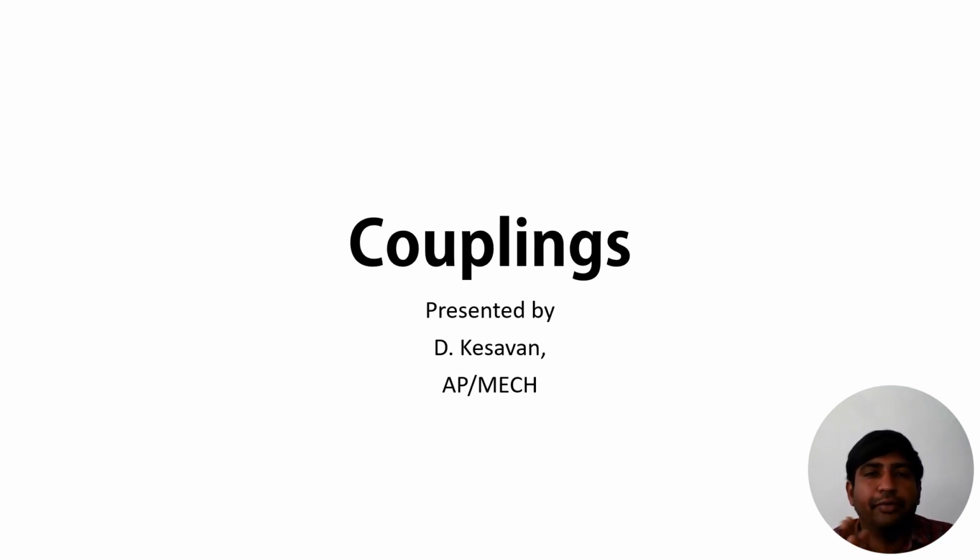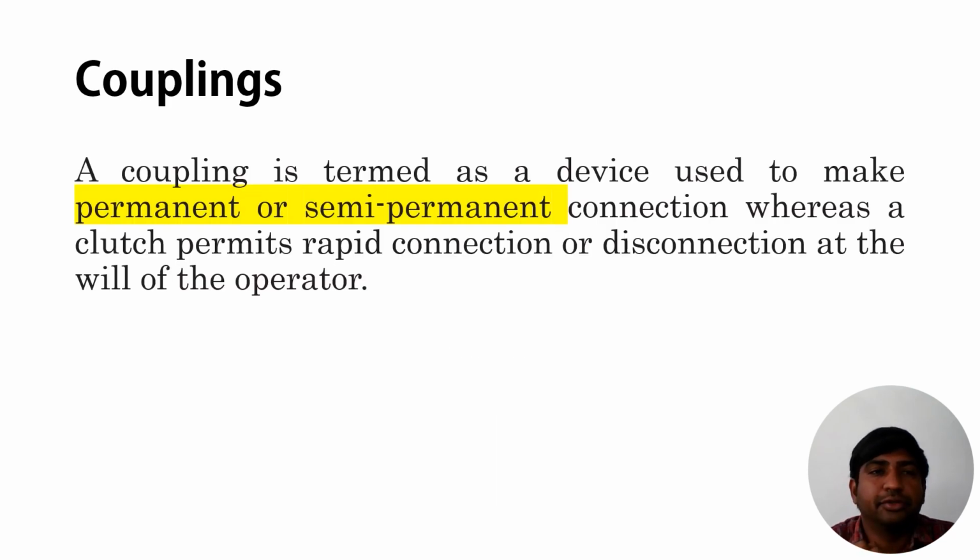Hi all. Today we are going to see about couplings and its types. In detail, we are going to see about the design procedure of muff coupling. Okay, let's get started. So this is the definition of coupling. As you know, coupling is a device used to connect two shafts or two pipes together. It may be a permanent or semi-permanent connection.